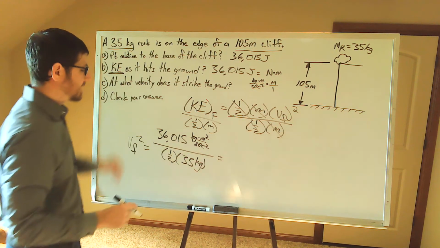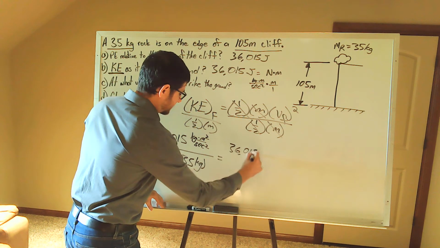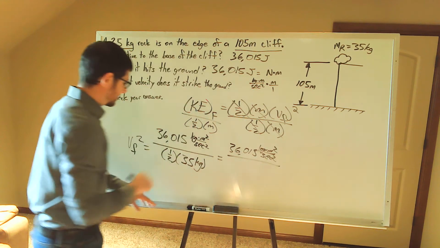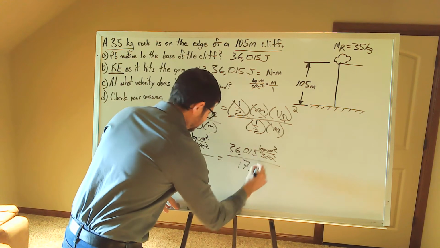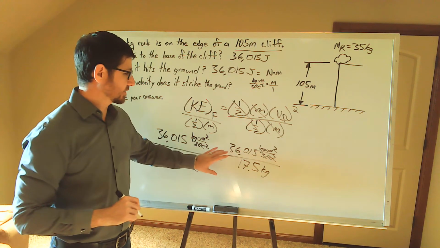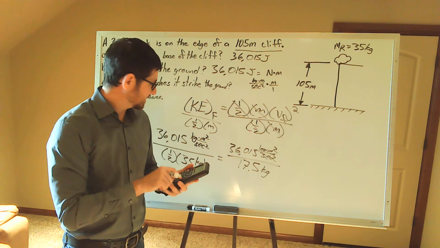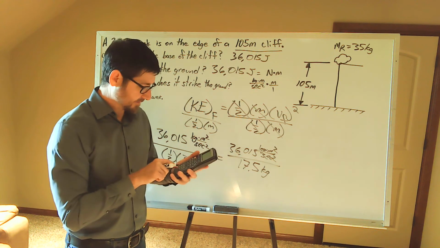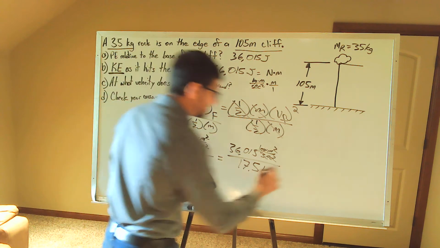Okay, so what I want to do now is just resolve the denominator. So I've got 36,015 kilogram meters squared per second squared. And 1/2 times 35, that's 17.5 kilograms. Okay? So what I want to do first is look at the numerical value. So on our calculator, let's divide 36,015 by 17.5. And this is going to give us 2058.